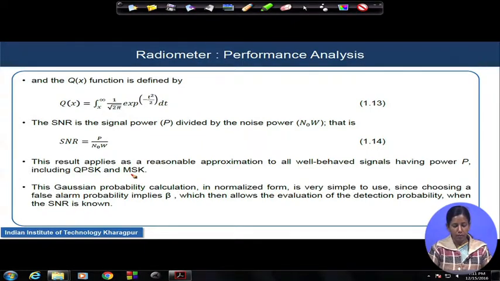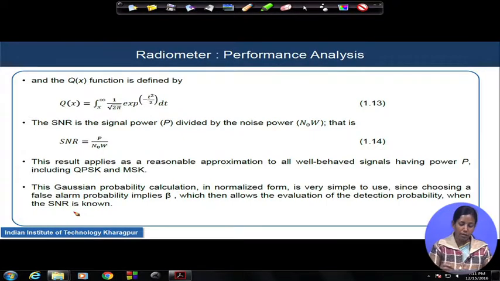And if I choose a false alarm probability, we can get a value of beta easily. Once you get the value of beta, it allows us the evaluation of the detection probability first, and then you can calculate the signal to noise ratio if your SNR is known.